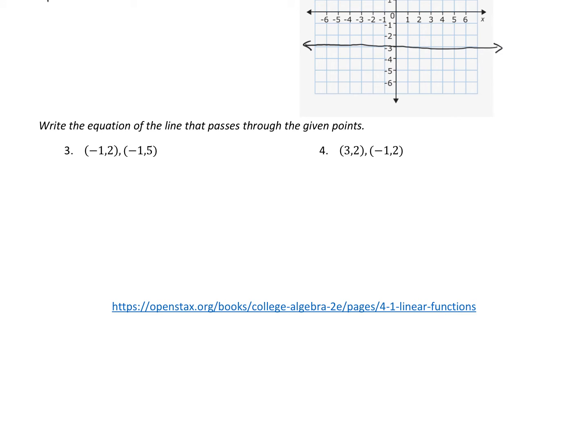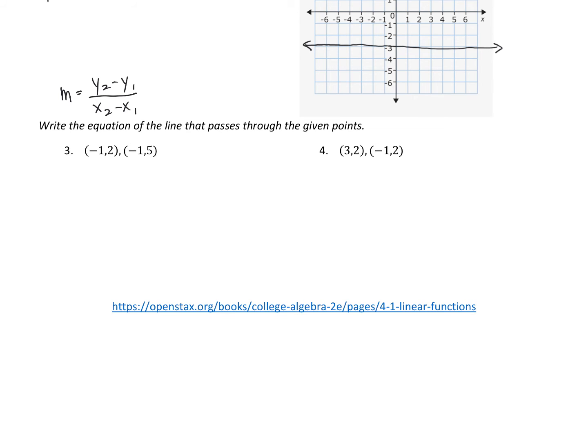Number 3 and 4, we are asked to write the equation of a line that passes through the given points. So here we need to be able to find the slope. Okay, so find the slope associated with these 2 points. So for number 3, the slope formula, let's write it up here, is y2 minus y1 over x2 minus x1.